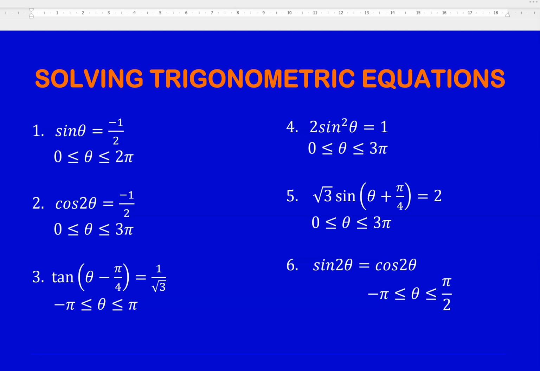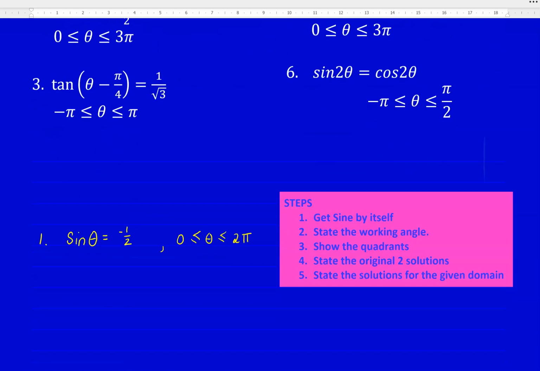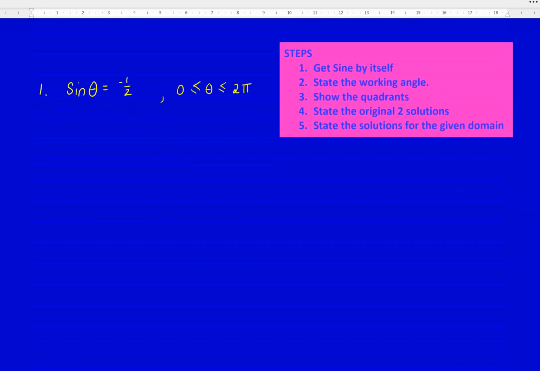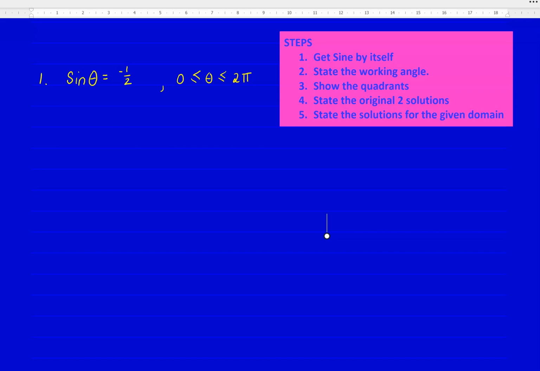Okay, so this video is going to show us how to solve these 6 equations algebraically and give the solutions for the stated domains. Okay, let's get started. So by now we should be familiar with the steps algebraically to solve these.